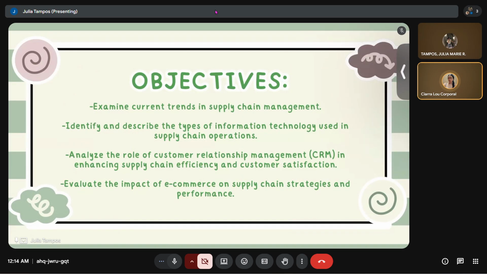So for our objectives, we have to examine current trends in supply chain management, identify and describe the types of information technology used in supply chain operations, analyze the role of customer relationship management or CRM in enhancing supply chain efficiency and customer satisfaction. And lastly, to evaluate the impact of e-commerce on supply chain strategies and performance.